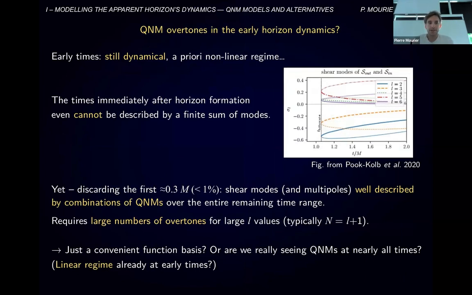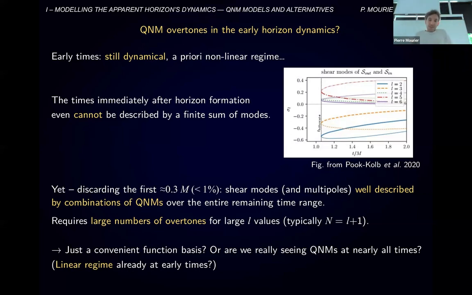These early times a priori are still highly dynamical and should be in the nonlinear regime, or so we expect. And in fact, we even know that the times immediately after the horizon formation cannot be strictly described by a finite sum of modes, because they show an infinite slope at the formation of the horizon. Yet if we discard the very short time immediately after horizon formation, we saw that the shear modes, and also the multipole moments of the horizon that I didn't show, are well described by a combination of quasi-normal modes, possibly using a large number of overtones.